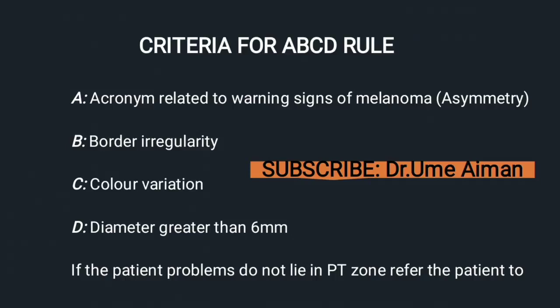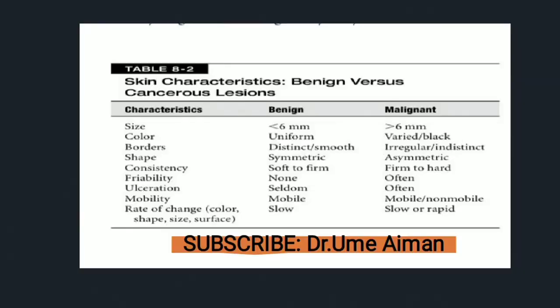Criteria for ABCD rule. Acronym related to warning signs of melanoma. B for border irregularity, C for color variation, D for diameter greater than 6 mm. If the patient's problems do not lie in the physiotherapist's zone, refer the patient. And don't try to resolve the problem by yourself. If it does not lie in your domain, then please do a favor to the patient and refer him.